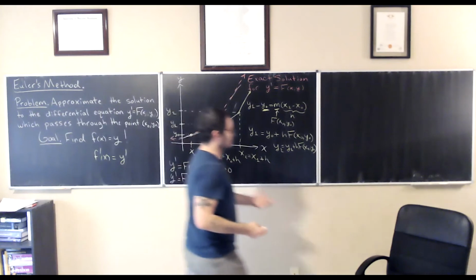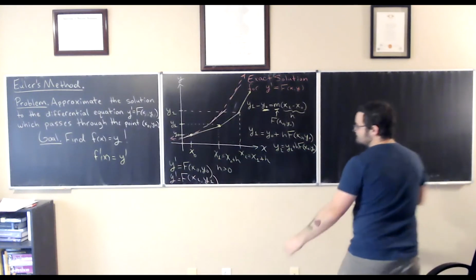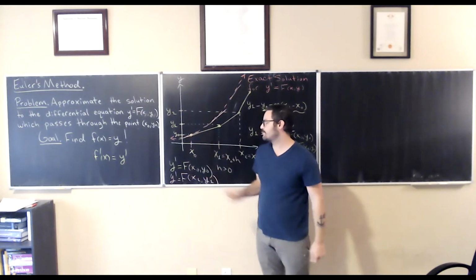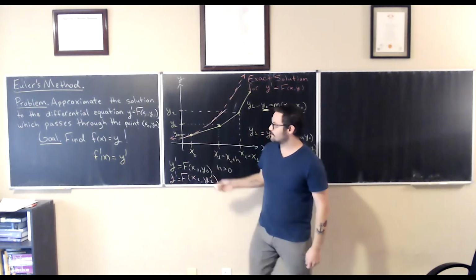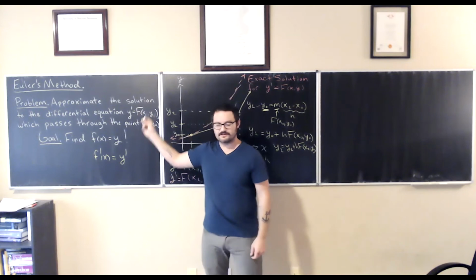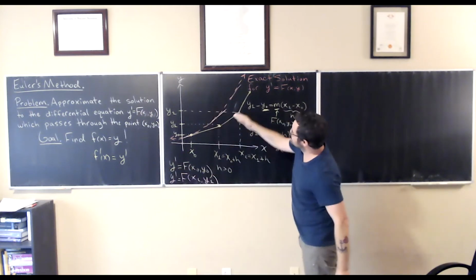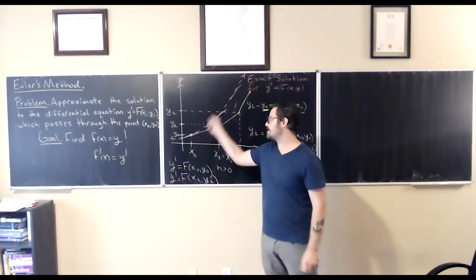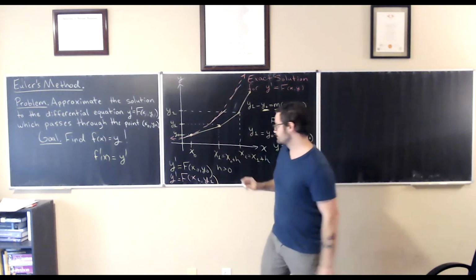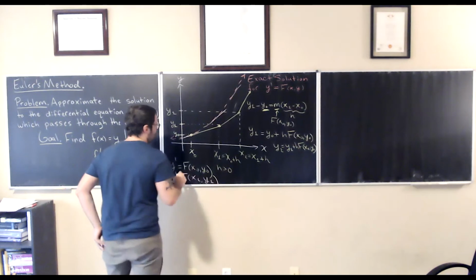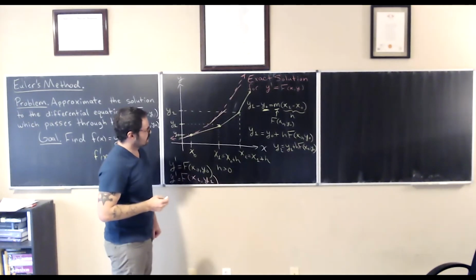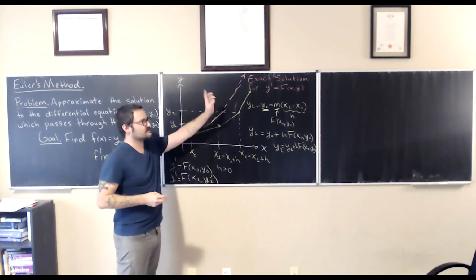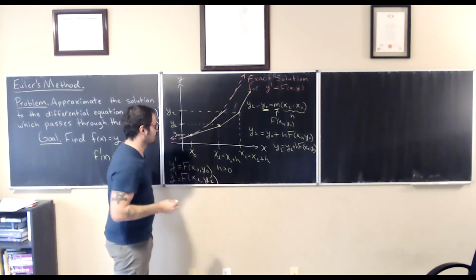So what are we doing? We're using the information that the solution passes through this point here, and we're also using that we know the slope of the tangent line, to iteratively build an approximate solution to that function. Iteratively build a function that approximates the solution to that differential equation. That's what I meant to say.